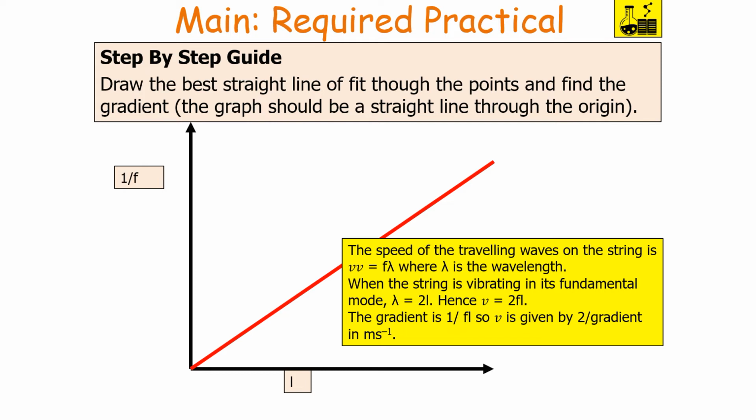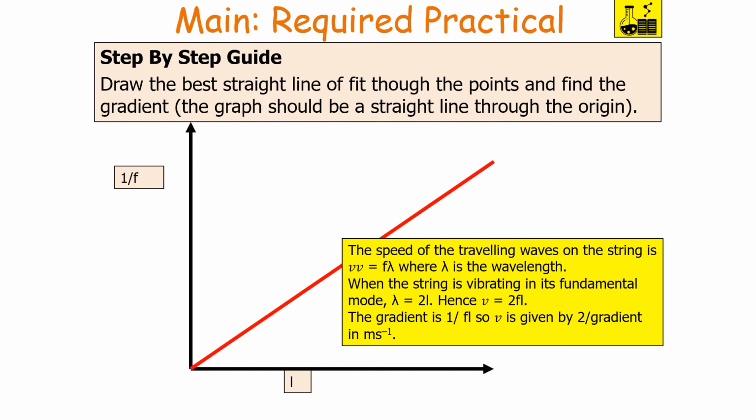Now when the string is vibrating in its fundamental mode, in its first harmonic, we can therefore say that the wavelength is equal to twice the length of the string. So therefore we can say v is equal to frequency times 2L, L being the length of the string.